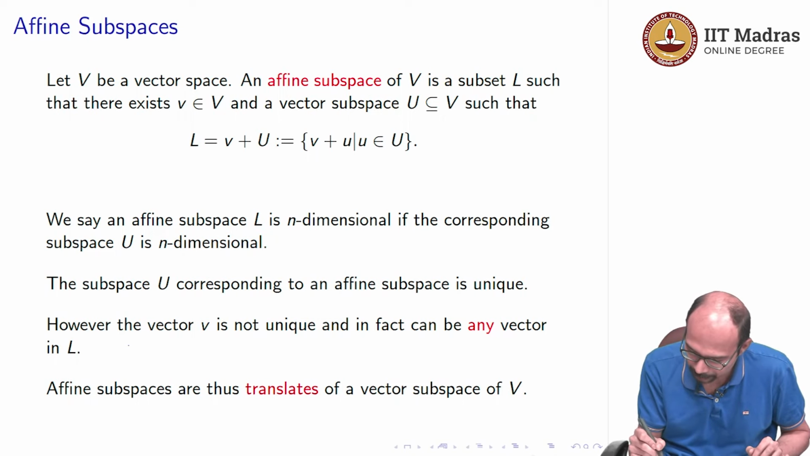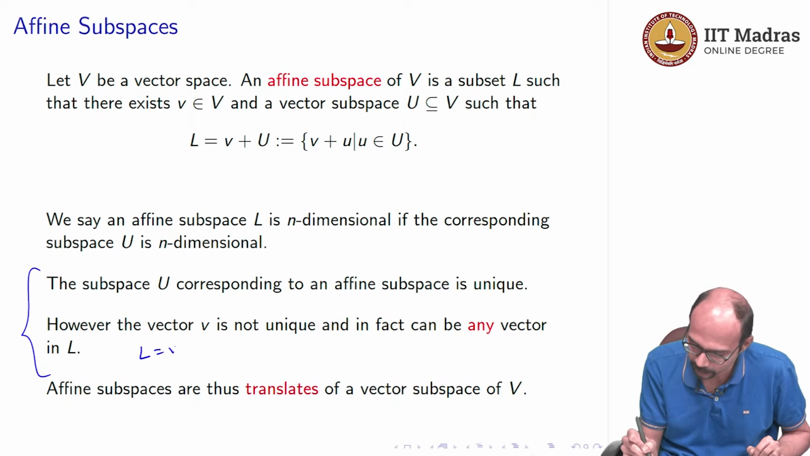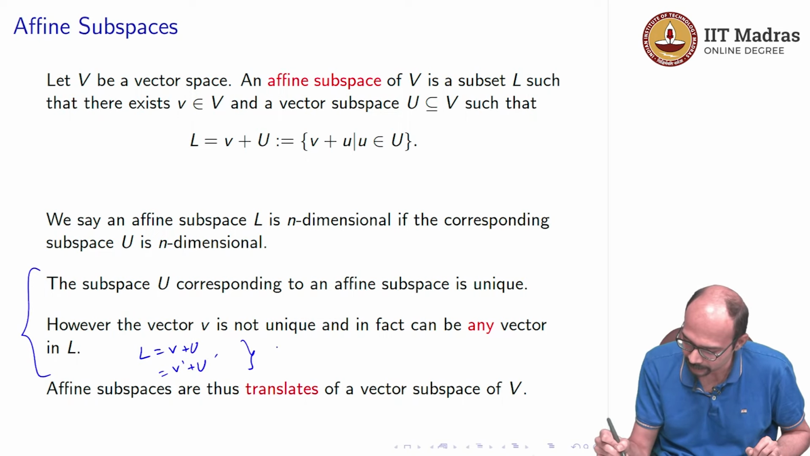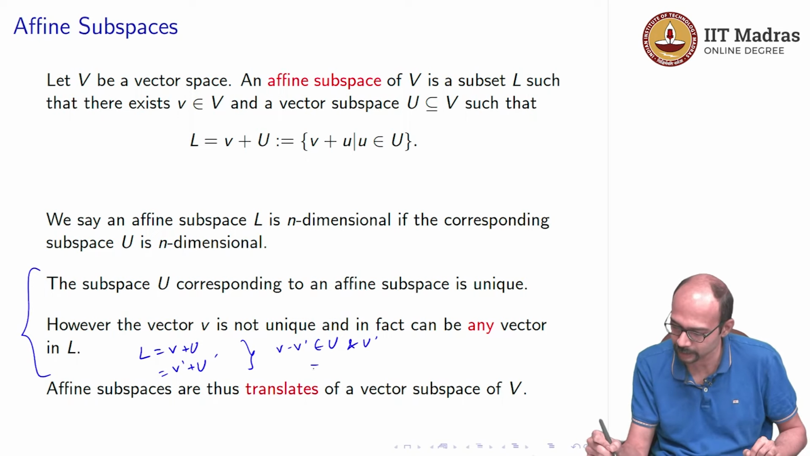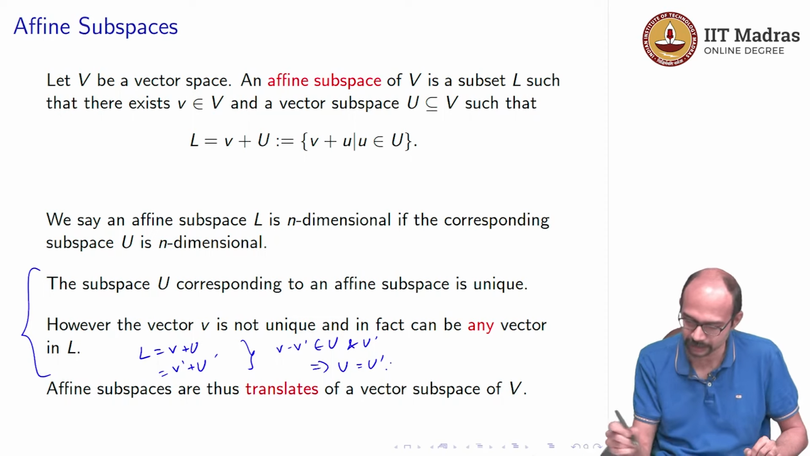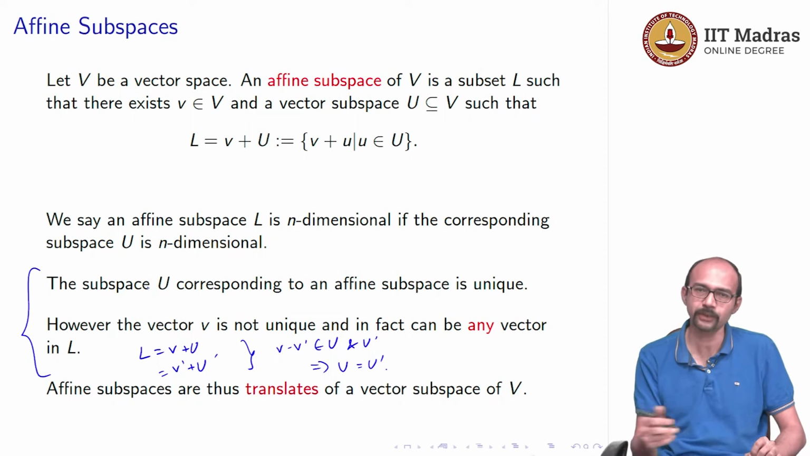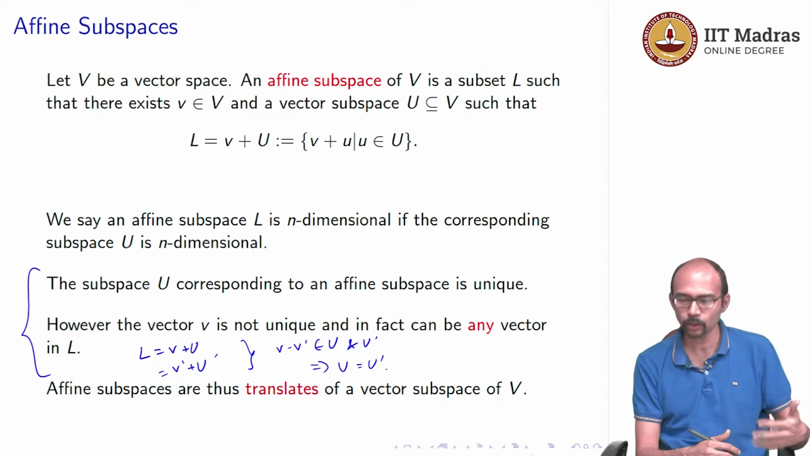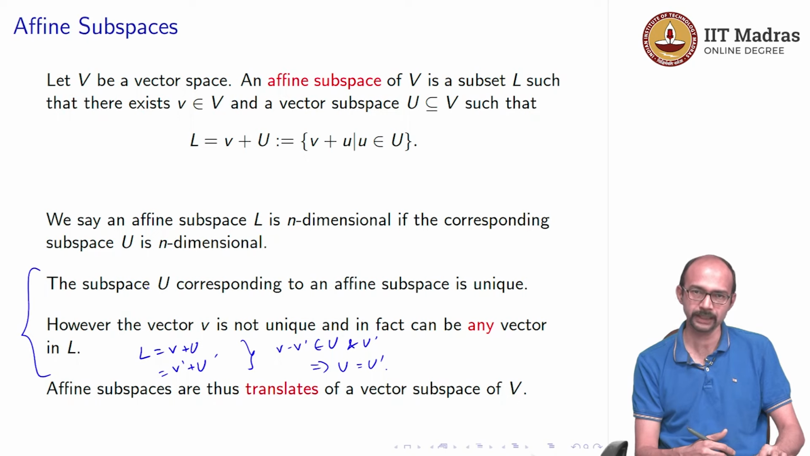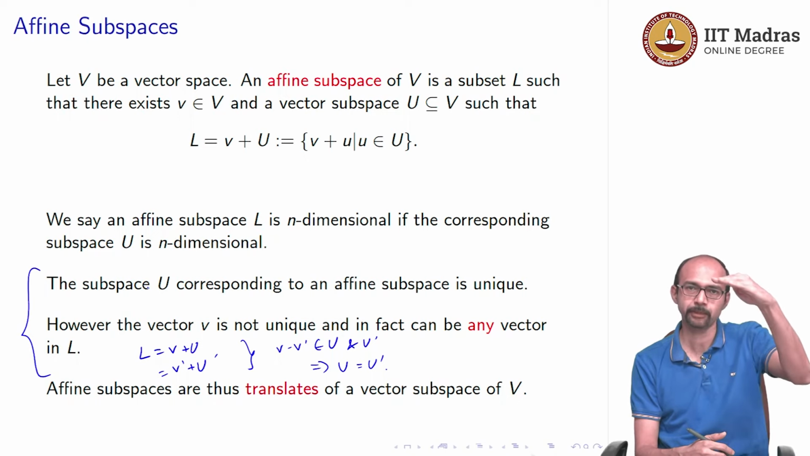So, the main thing here is that if you have L is equal to v plus u and v prime plus u prime, then v minus v prime belongs to u and u prime, and using this you can claim that u is equal to u prime. That is the thing here, and for the other one you can just take any vector in u and add it to v, and that will play the role of v prime. So, v is not unique. Okay. So, affine subspaces are thus translates of a vector subspace of v. So, you take this u and then you translate it by v.